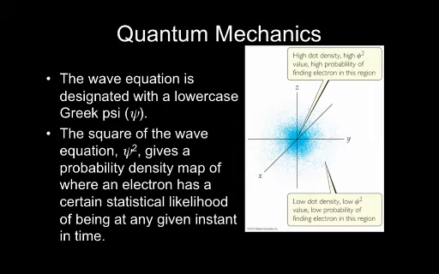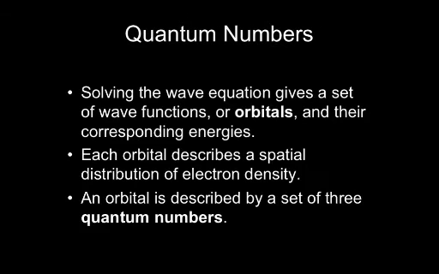When you square the wave equation, it gives you a probability density map that you can see on the right there. Where there is a high concentration of dots, that means there's a high probability of finding the electron in that region. If you remember from the Heisenberg uncertainty principle, you're not always going to know exactly where the electron is. You can only know the most probable location. This electron density map gives us an idea of where the most probable location is.